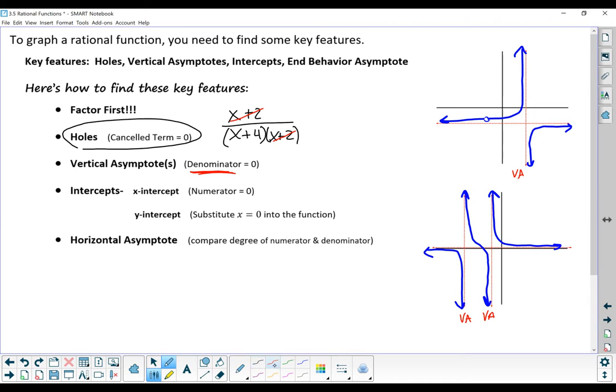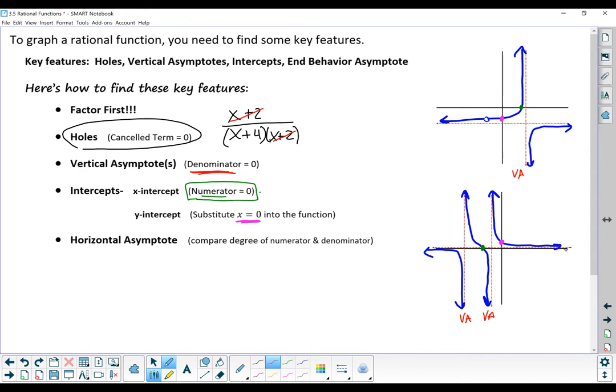We can also find the x-intercepts of the graph by setting the numerator equal to 0. So they often have an x-intercept. It's possible for them to have more than one x-intercept. It's also possible that they won't have an x-intercept. But x-intercepts will come from the numerator. The y-intercept we can find the same way we find it for any function, by substituting in 0 for x. The y-intercept, again, is where it crosses the y-axis.